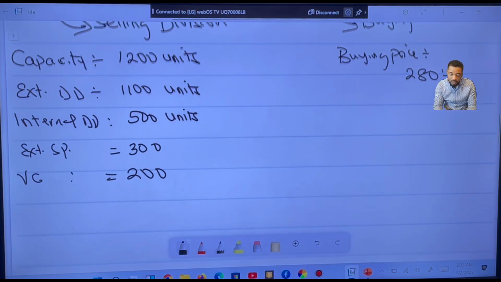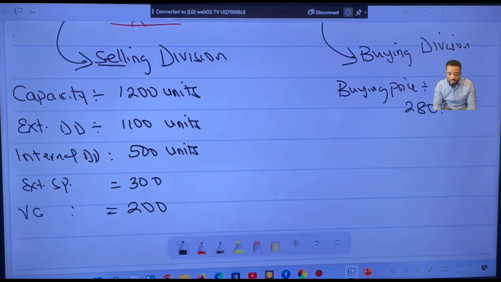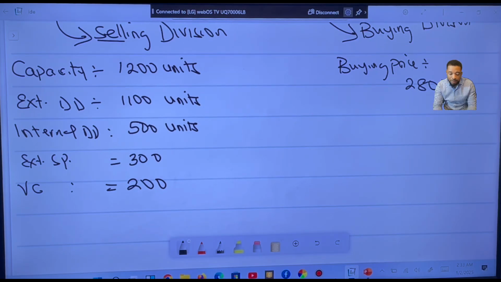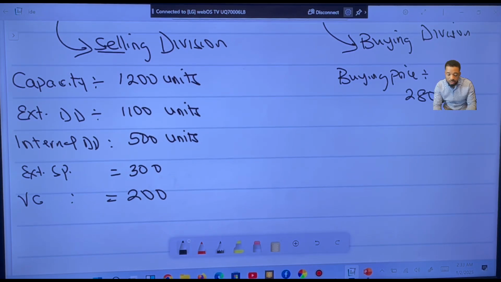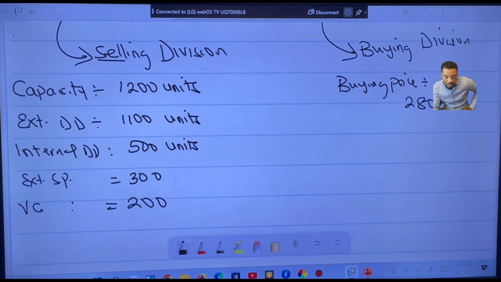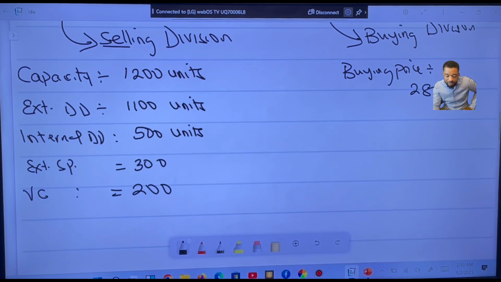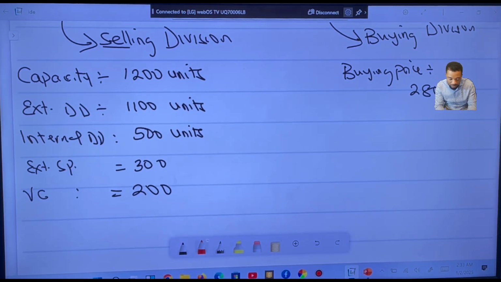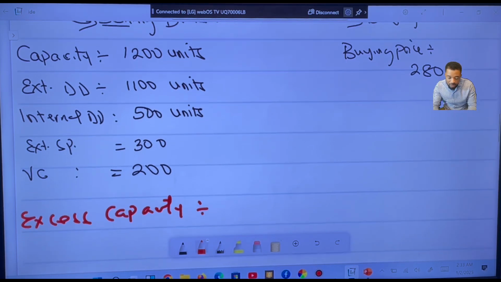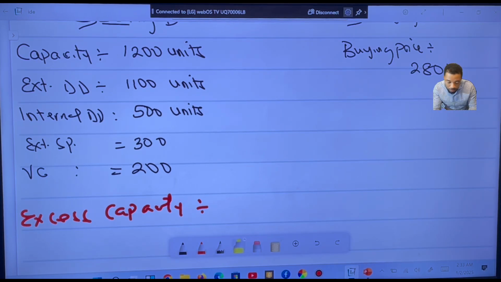So my ideal price: the selling division will always set the minimum price, and the minimum price is simply set by just looking at the capacity and the external demand. So first thing first, I need to get the excess capacity. The excess capacity here is the difference between the capacity, what they can produce, and what the external is willing to buy. And the excess capacity in this case is simply 100 units.